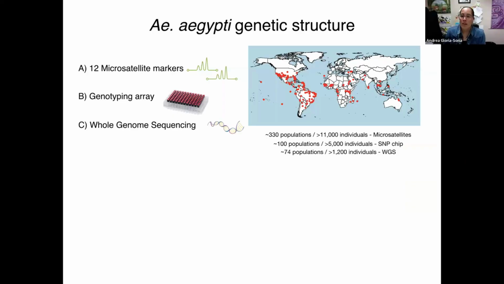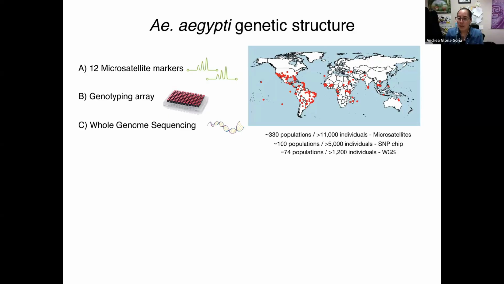So we study Aedes aegypti using different sets of genetic markers distributed along the genome of the mosquito. We use microsatellites. We use a genotyping array that contains approximately 25,000 single nucleotide polymorphisms across the genome that can do genotyping of 95 mosquitoes at a time. And we have also started to do whole genome sequences.